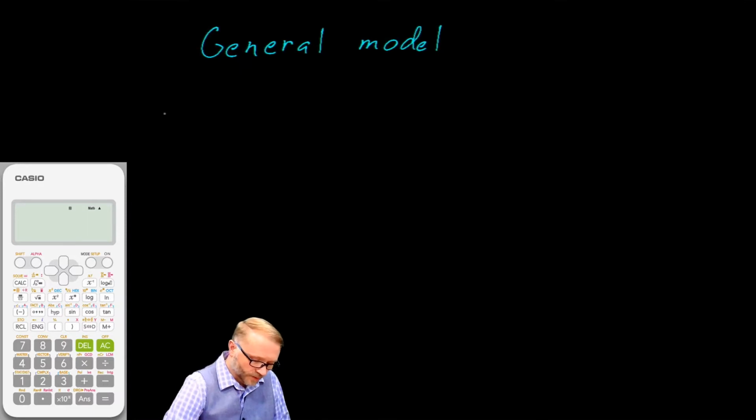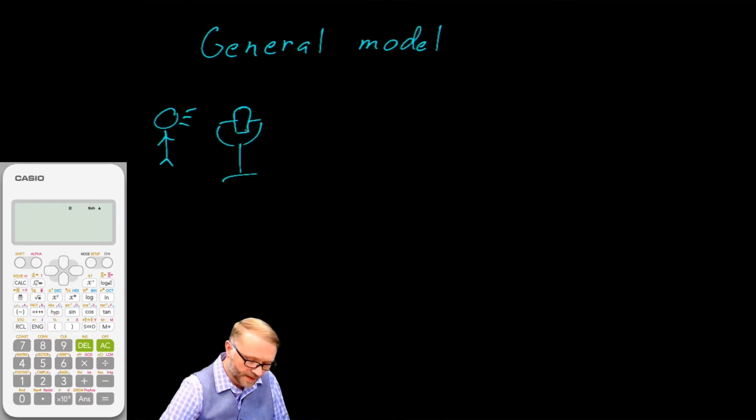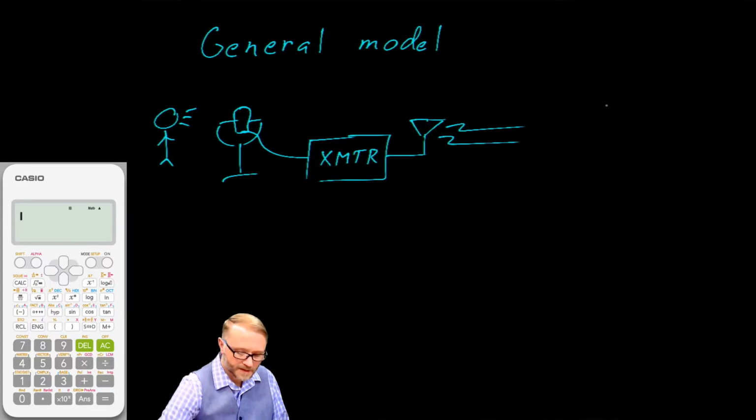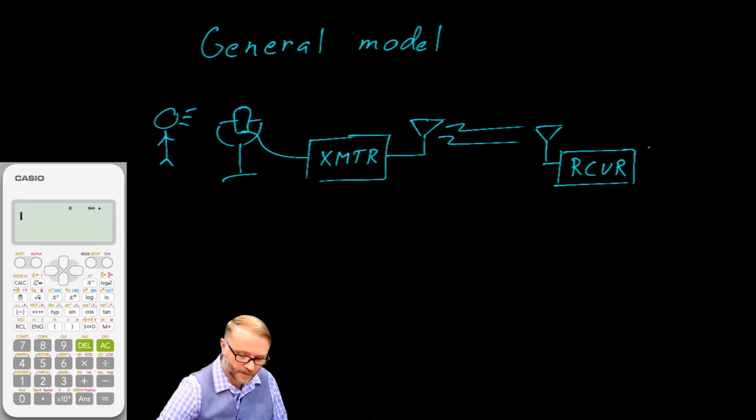To get us started, let's look at a general model of a communication system. We start with a source of information, in this case, a person talking into a microphone. That microphone is connected to a transmitter. The transmitter is connected to an antenna, and the antenna broadcasts the signal. Some distance away, there is another antenna connected to a receiver. We'll let this receiver be connected to a loudspeaker. The last thing in this model is you listening to that receiver.